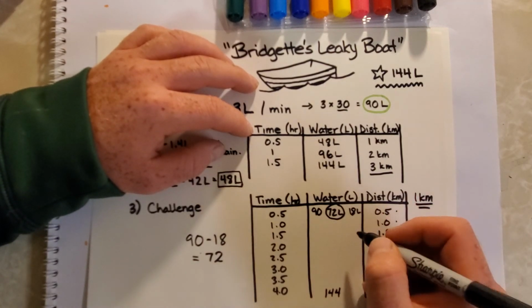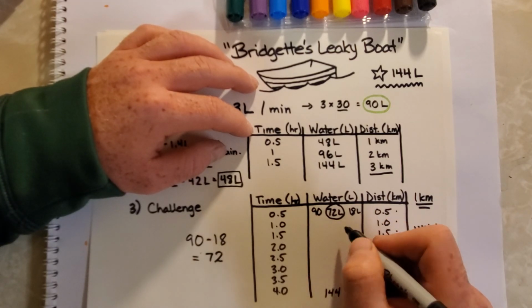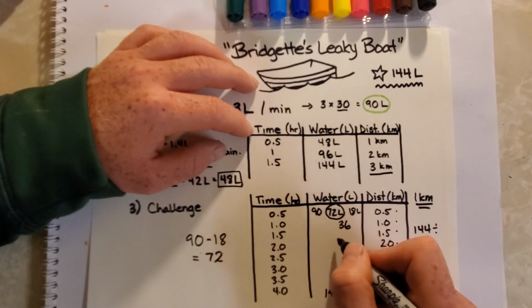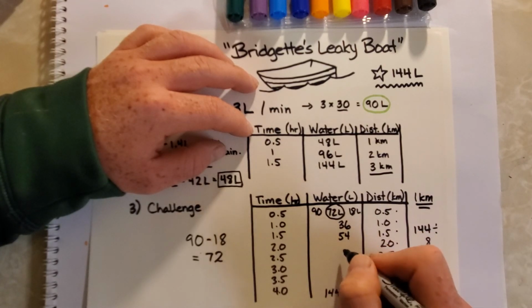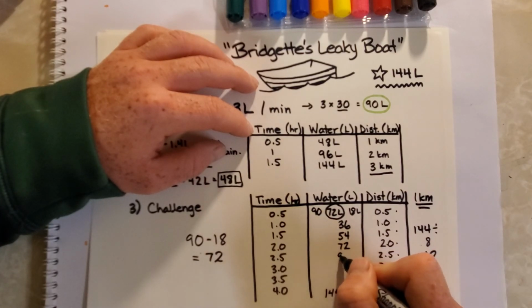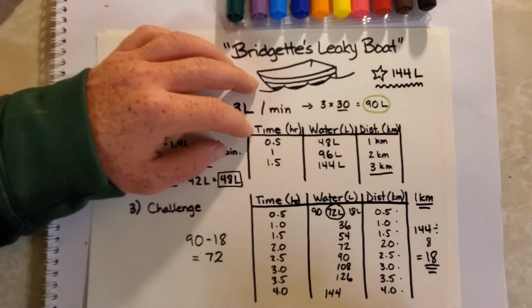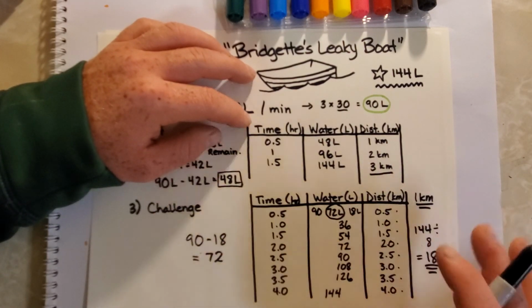So 18 plus 18 here. At the second interval, there would be 36 liters left in the boat, and then 54 liters left in the boat, 72, 90, 108, 126, and 144.